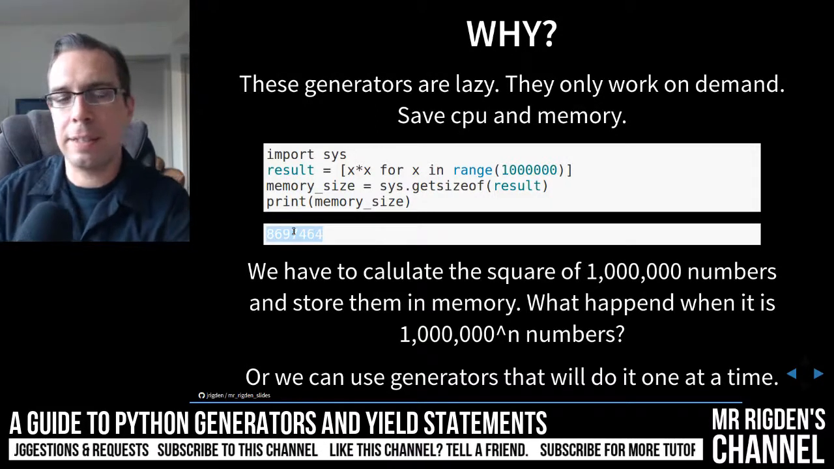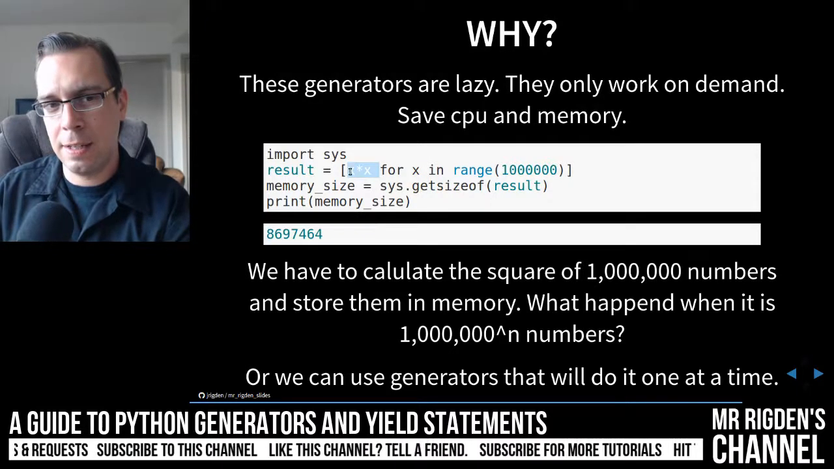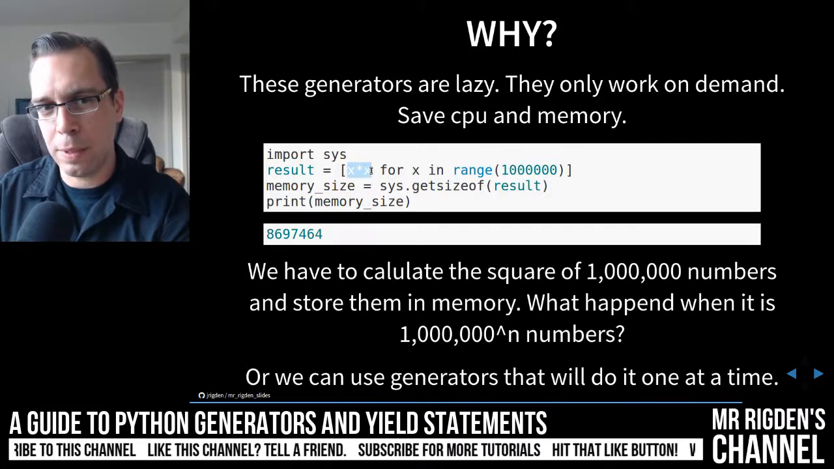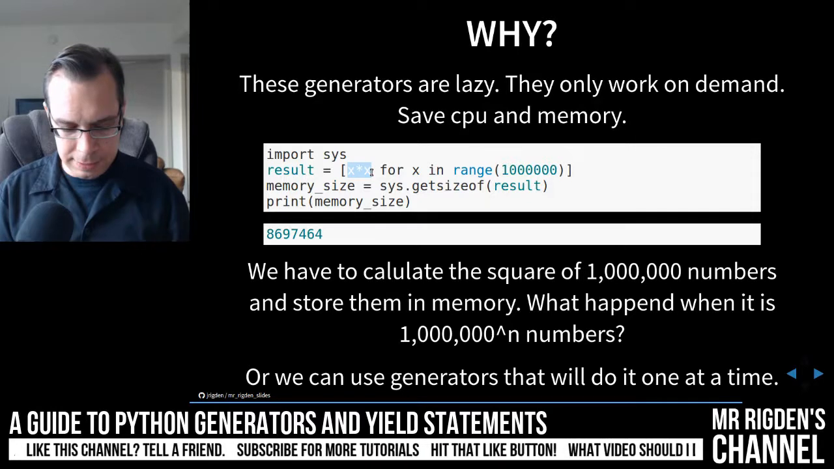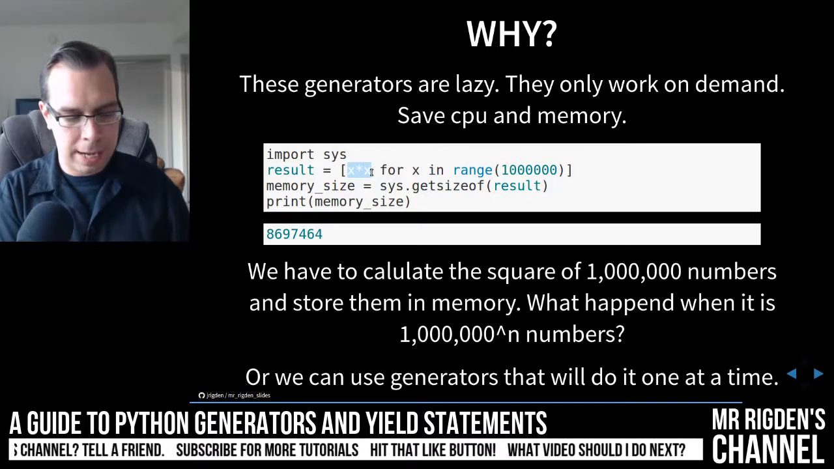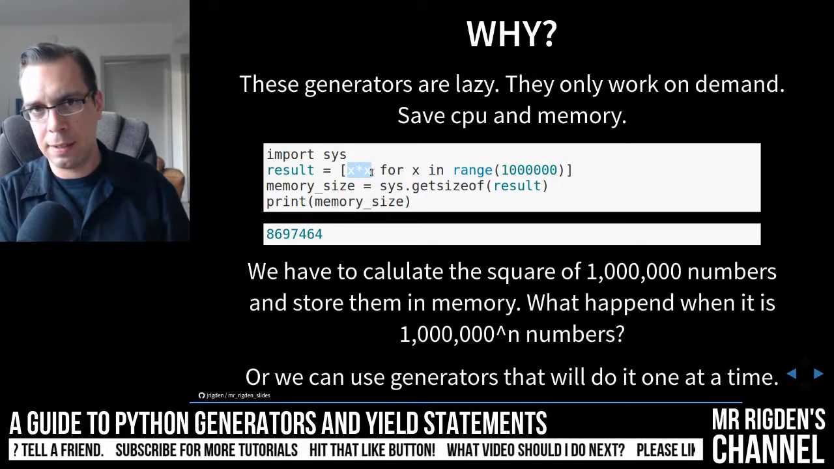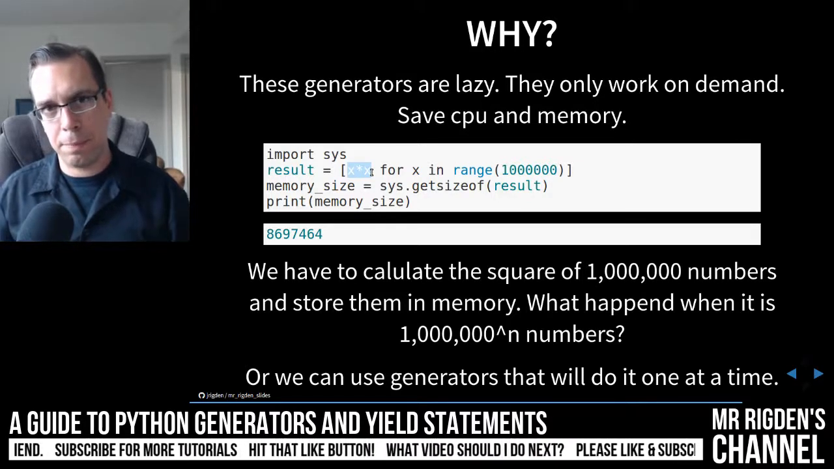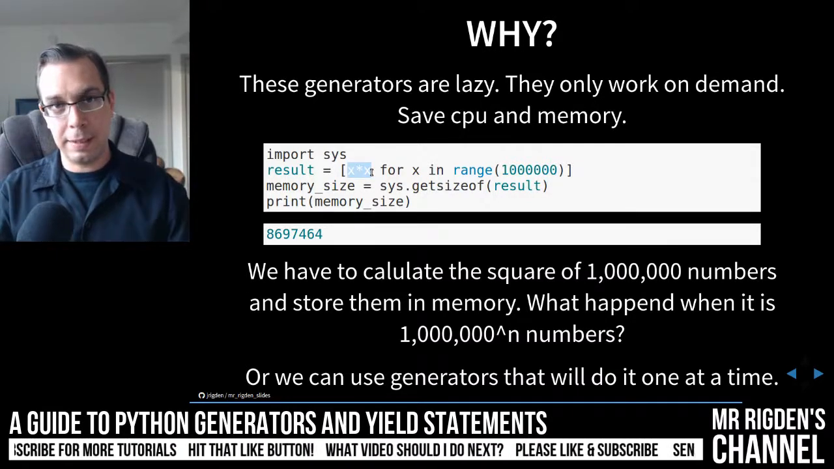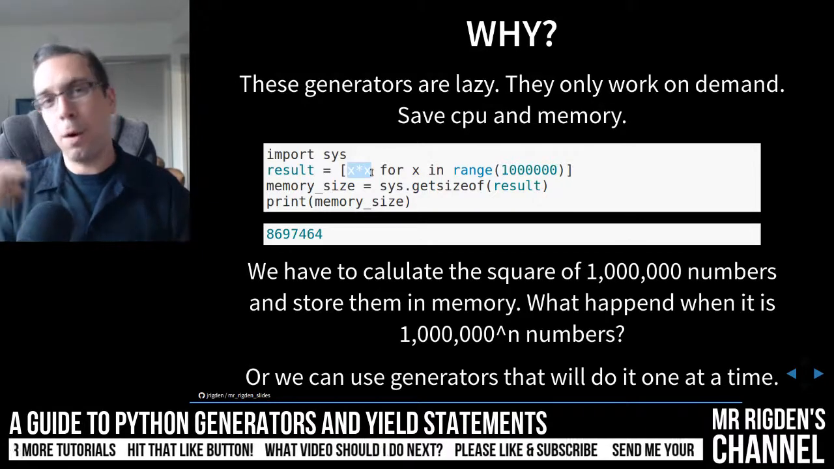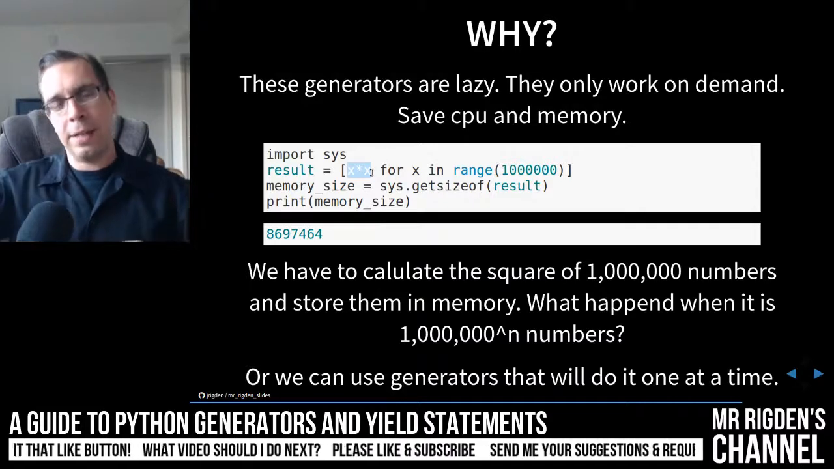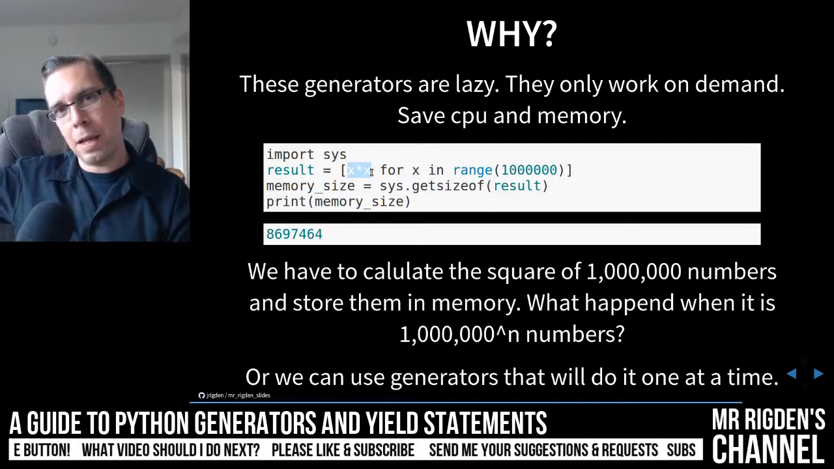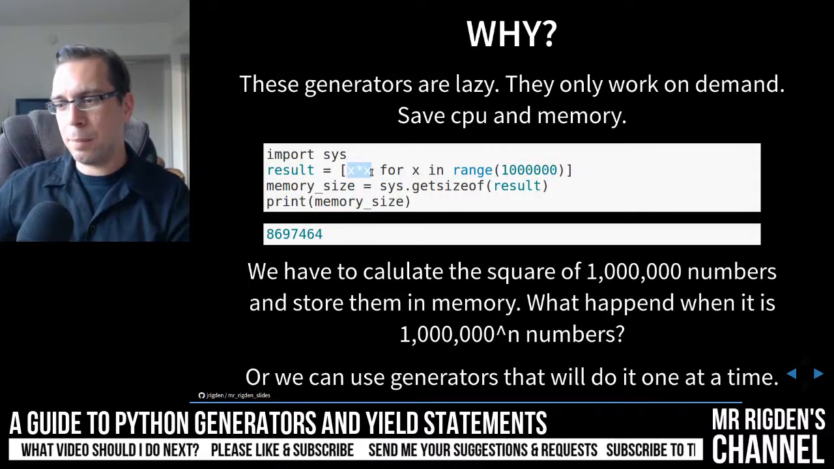And granted, the square is a very easy equation. But imagine if we were doing a much more CPU intensive computation. Imagine if in your list you had an equation that took 1 second per member, and you had 1 million. That's going to take a very long time. With a generator, you can actually get a usable iterator and start iterating over that 1 million numbers almost immediately, because it doesn't do all the work.